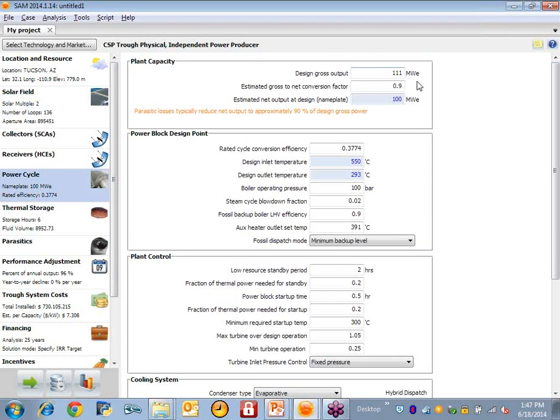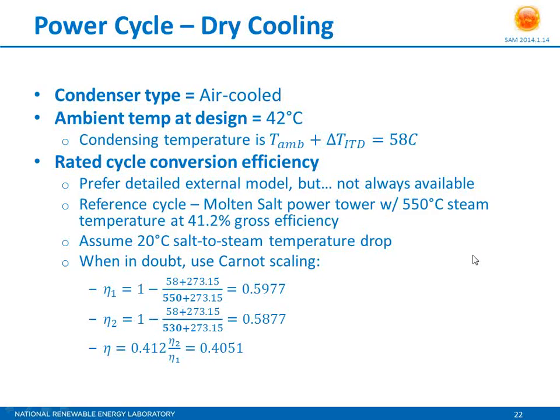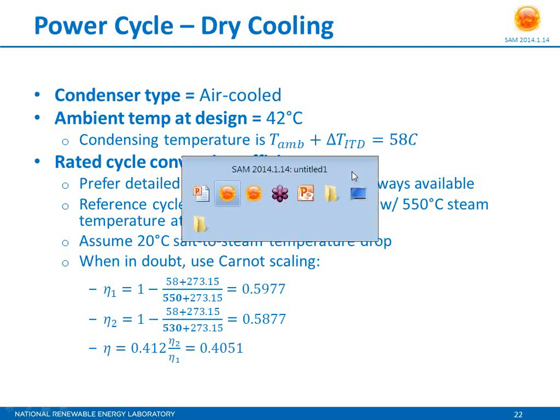So in this case, I wanted to look at a bit of a bigger power cycle, and we do need to adjust the cycle efficiency because we're operating at higher temperatures. Let's look back at the notes here. So we're going to do an air-cooled condenser, and for this location, probably a good idea to have a relatively high design point because it's a hot climate. So we choose 42 degrees Celsius in this case. That results in a condensing temperature of about 58 degrees C, which is fairly high for a conventional plant, but is more typical for CSP. So let's go ahead and set those.